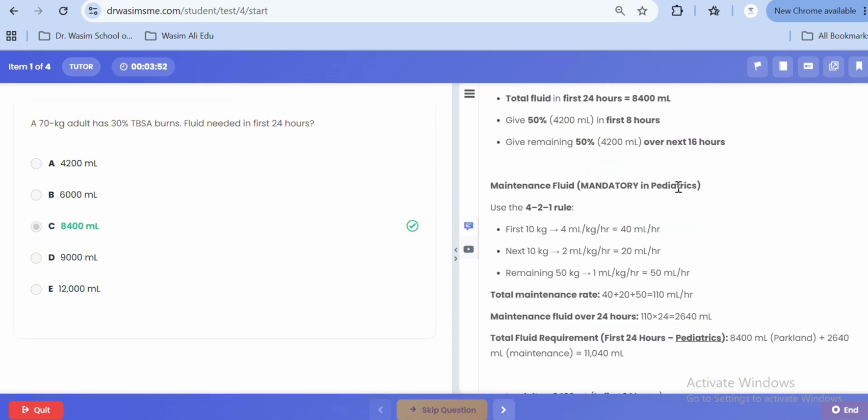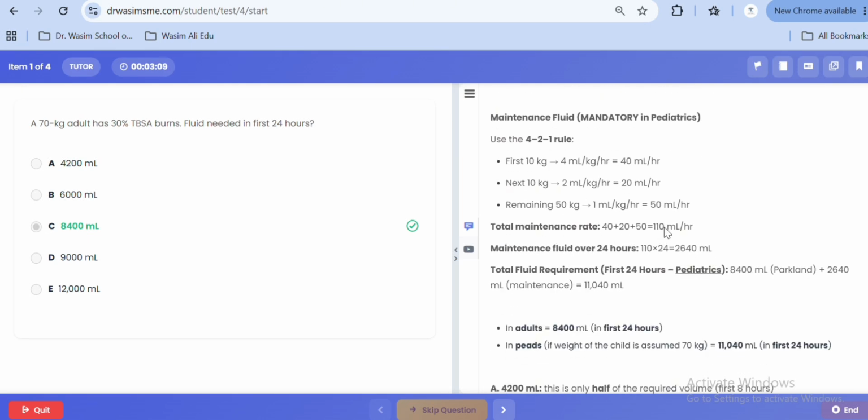The maintenance fluid is required in pediatrics and can be calculated by the 4-2-1 rule. For the first 10 kg, 4 ml per kg per hour, which is equal to 40 ml. Next 10 kg is 20 ml, and then the remaining 50 kg is 50 ml, because 1 ml per kg per hour, and in the next 10 kg 2 ml per kg per hour. So you need to use this rule for the pediatric population. We have taken this as a pediatric patient, and for that reason this is 70 kg, although it is very rare in the pediatric population that a child would be 70 kg, but just for the purpose of understanding, the whole explanation has been given over here.